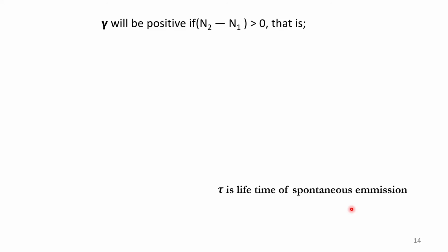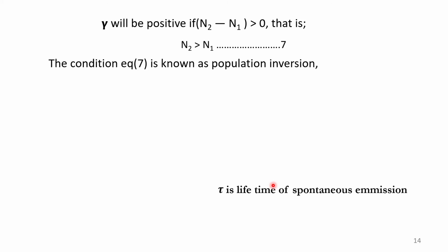So here gamma will be positive if n2 minus n1 is greater than 0, that is n2 is greater than n1, that is, the population of the higher energy level is greater than the population of the lower energy level. And we know that this is the condition of population inversion, which we have already studied. So with the help of any external method or external agency, we can achieve population inversion, and that method is known as the pumping method. Now we will see it in the next lecture.